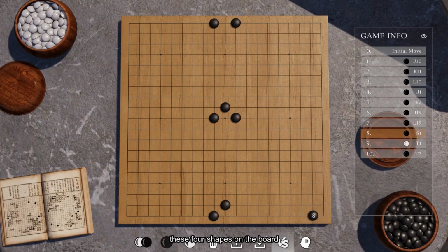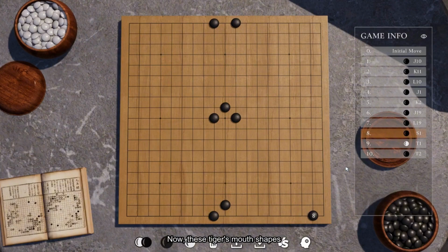So, these four shapes are what we call the four most basic tiger's mouth shapes on the board. We say that in the center, three stones can form a tiger's mouth. On the side, two stones can form a tiger's mouth. In the corner, one stone can form a tiger's mouth.